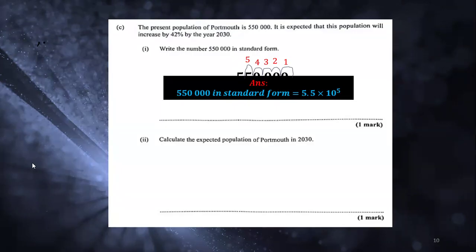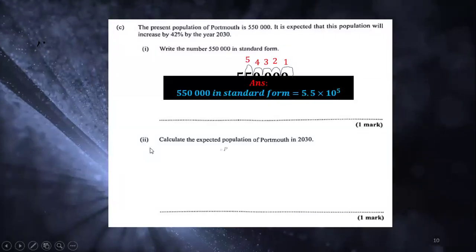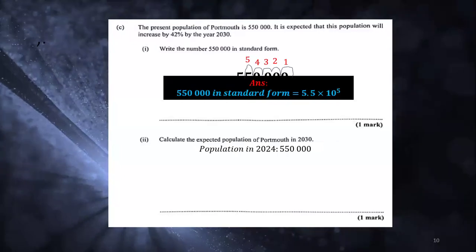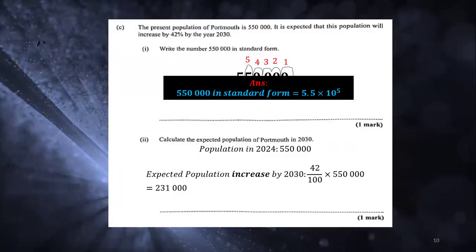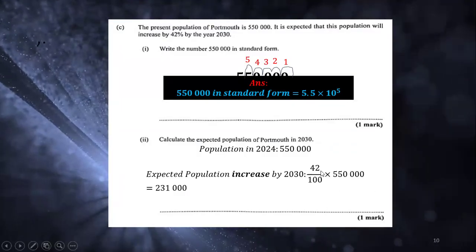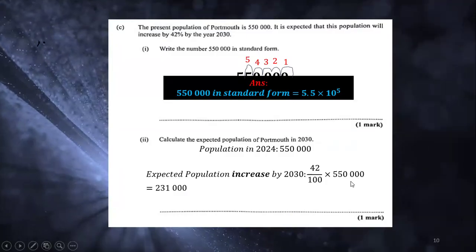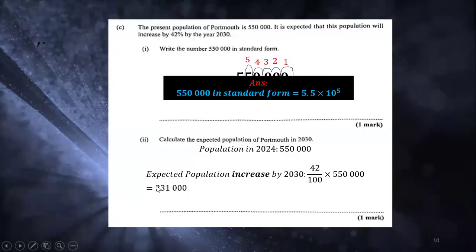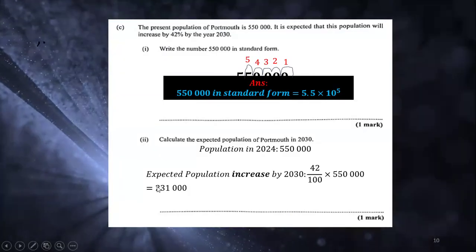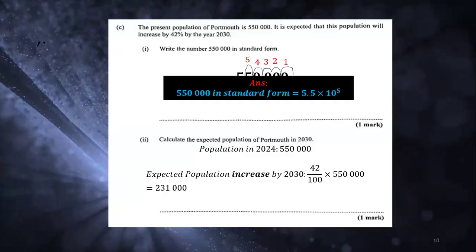Which means, number 2, calculate the expected population of Portsmouth in 2030. Remember, this set is going to increase by 42%. So all we have to do here is recognize that 42% is the same as 42 over 100. So I'm going to take 42 over 100, multiply by 550,000, and get 231,000. This is the increase. Again, this is not the answer. Don't have your expectations satisfied too quickly.